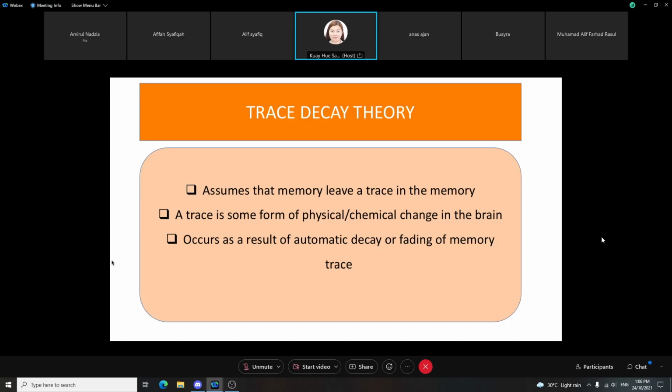So you might find it confusing why I use the term memory twice. You can say that the next one is just the brain, basically: leave a trace in our brain of memory. Okay, a trace is some form of physical or chemical change in our brain, which occurs as a result of automatic decay or fading of the memory trace.